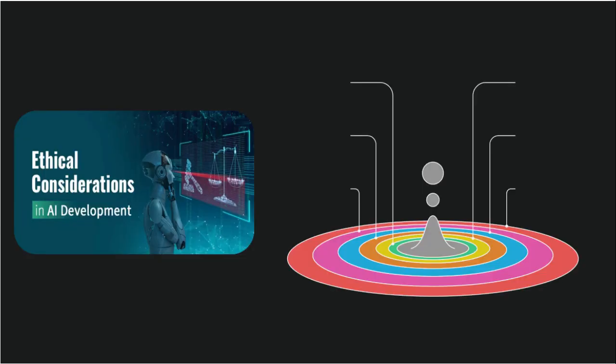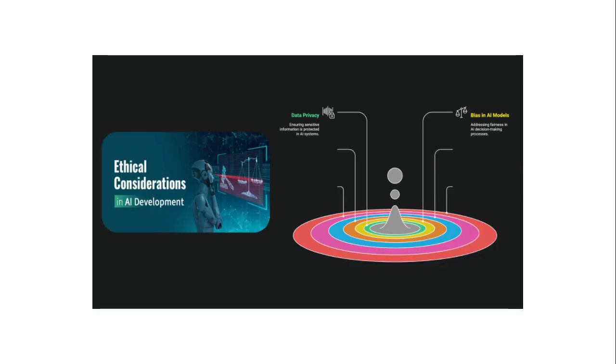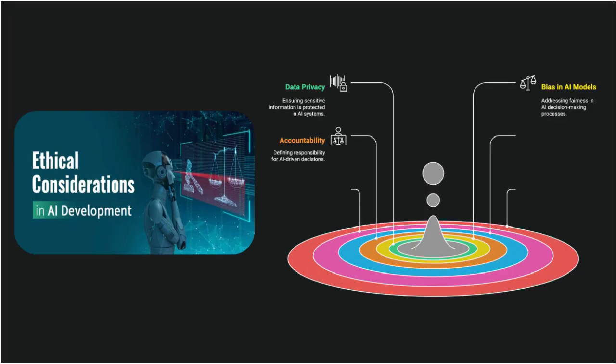As AI takes on more responsibility in IT operations, we must consider some important ethical questions. 1. Data privacy. AI relies on vast amounts of system and user data. How do we ensure sensitive information is protected? 2. Bias in AI models. AI learns from past data, but what if that data contains biases? How do we ensure fair decision-making? 3. Accountability. If AI makes an incorrect decision that causes a system outage, who is responsible?